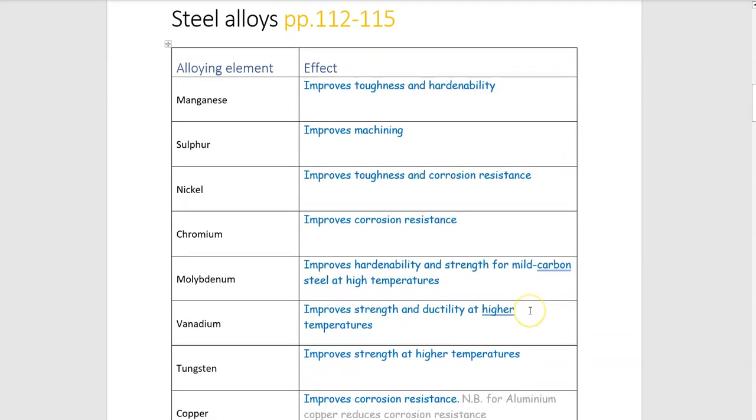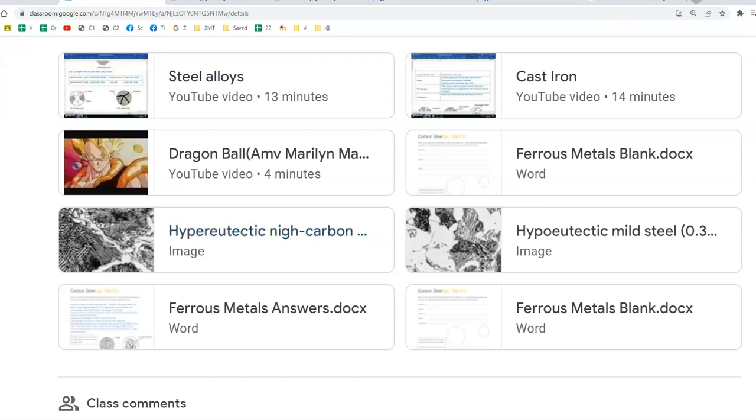Okay. If you add manganese, manganese improves toughness and hardenability. Now, manganese is used in a steel. What's that steel called?